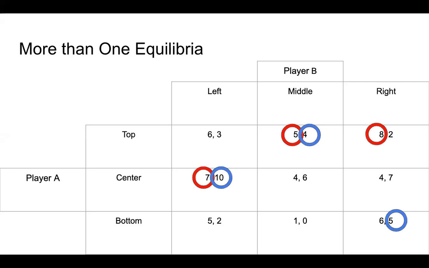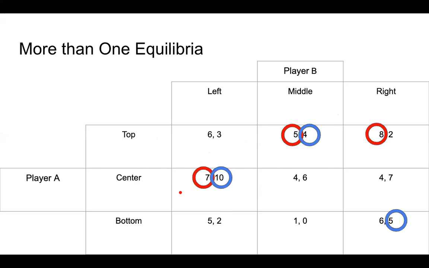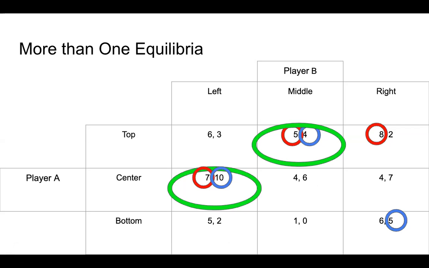Exactly. So in this case, there are actually 2 Nash equilibria, right? You guys seem to get it, so I'm not going to do it over again. But both top middle, resulting in 5-4, and center left, resulting in 7-10, are Nash equilibria, which is pretty interesting. And in this case, because one of them is clearly better, they're probably going to gravitate towards the 7-10. If both players are thinking rationally, they're going to go for the thing that's better for them.